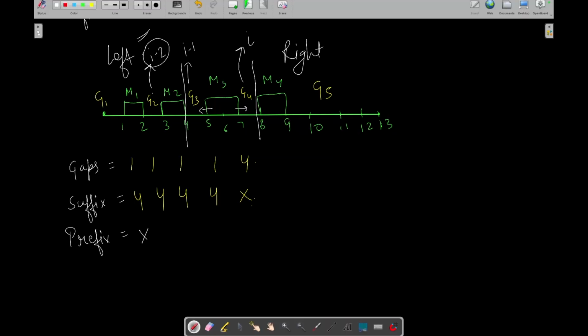So for the first, there will be no prefix. For the second also, G1 will not be considered in prefix, so we can also mark it as none. And for G3, now G1 will be considered in prefix, right? So what will we take? The maximum of prefix of i minus 1 and gaps of i minus 2. So this will be 1, and for this also take the maximum of this and this, which will be 1. Now for this, take the maximum of this and this, then this will be 1. So this point is a little bit tricky while calculating the prefix.